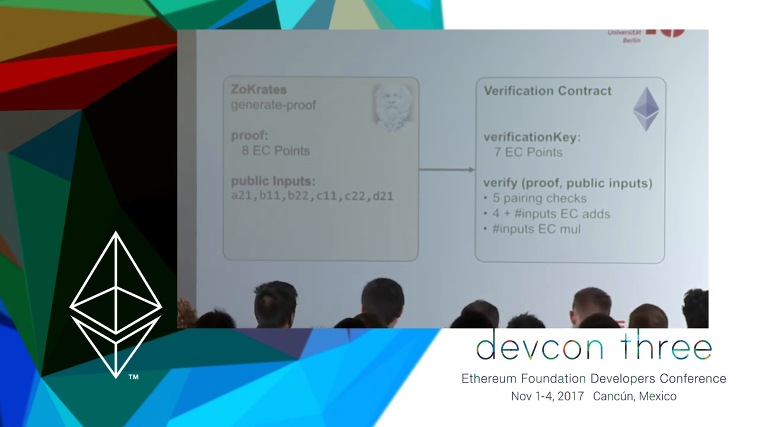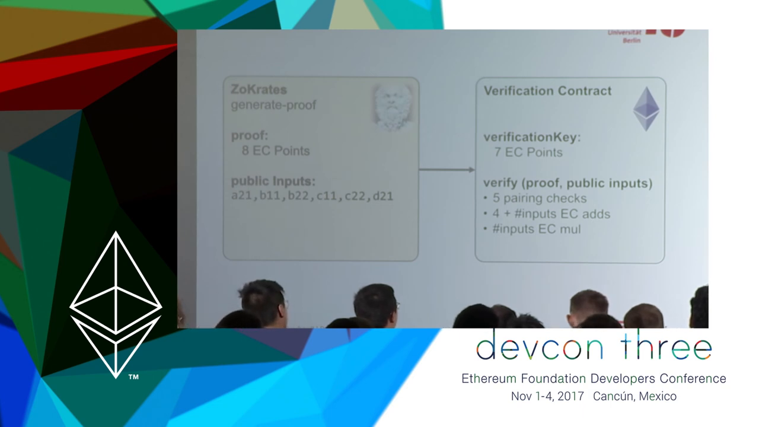We generated the proof using the ZoKrates tool, and that proof has 8 elliptic curve points, at least with the current zk-SNARK construction we use. As I learned today, it could become even less. And then the public inputs, which are used in the verification smart contract to check the conditions. For that, you need 5 pairing checks, elliptic curve additions, and depending on the number of public inputs you have to generate the custom verification key, several elliptic curve multiplications. Those are the new precompiled contracts that were introduced with Byzantium. And this is currently quite expensive, but maybe there will be better constructions that make it even cheaper to verify those proofs on chain.